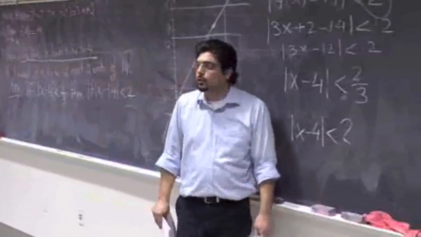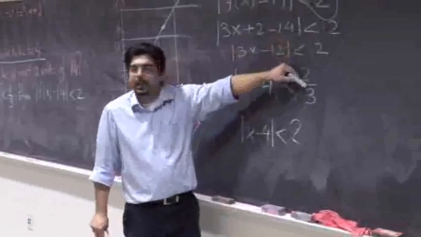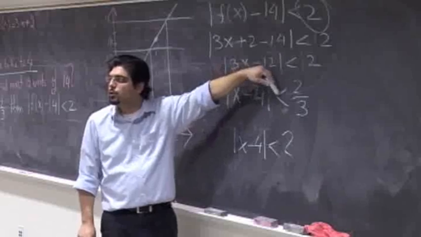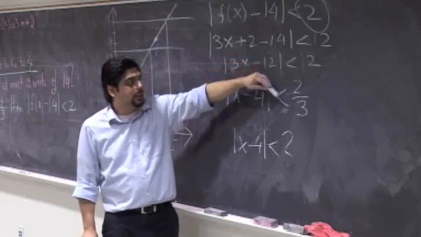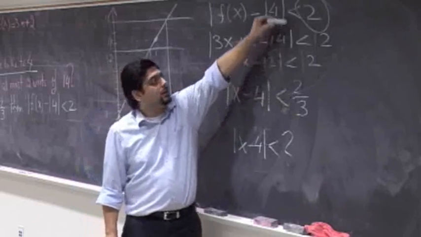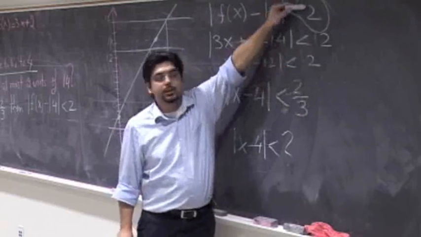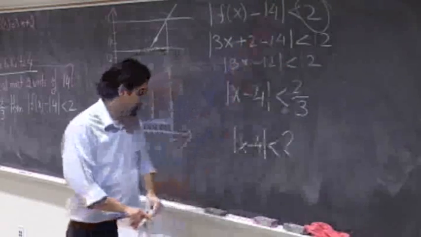Now, something to notice here. This number that we got, that controls the distance from x to 4, depends on how close I want f to be to L, right? So this number depends on this.